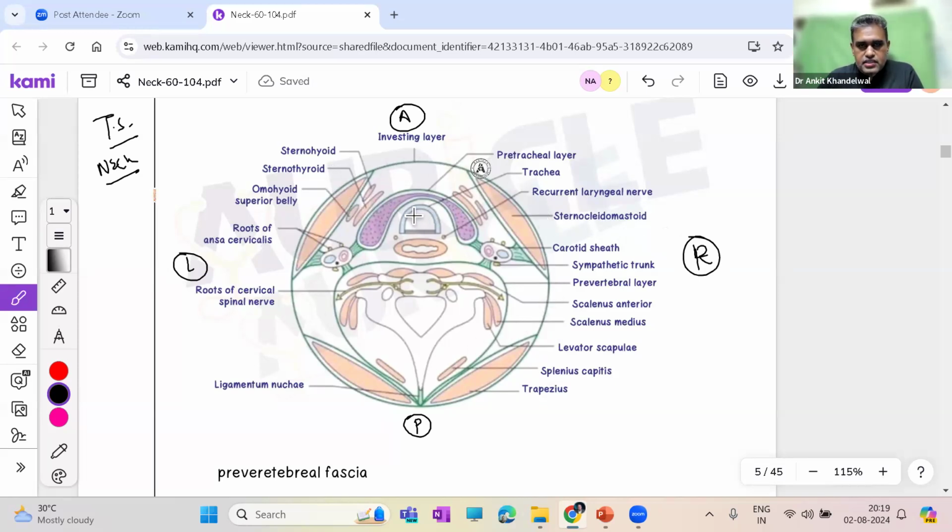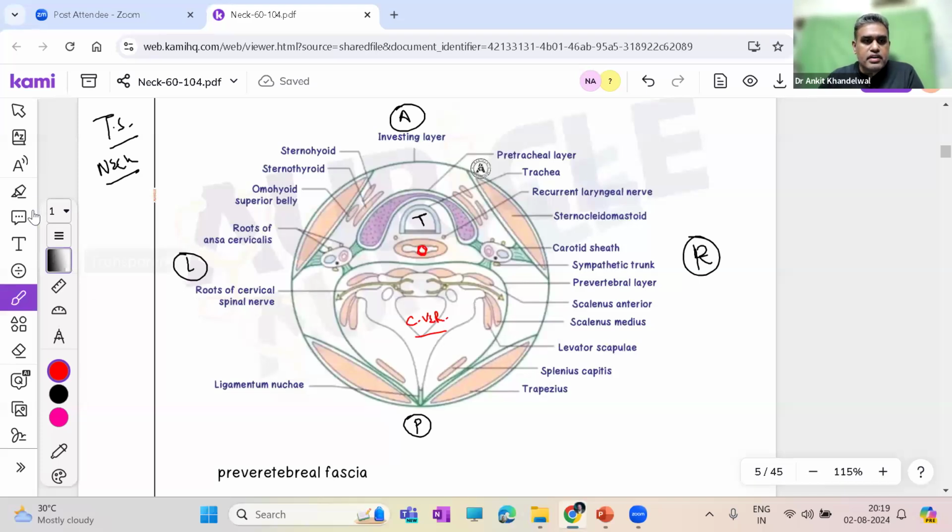What is this over here? This is the trachea. With the red color, behind the trachea, I'm writing O for the esophagus. Okay. Behind this, what is this? This is the cervical vertebrae. C.V. are the cervical vertebrae. So we have the trachea, the esophagus, and the cervical vertebrae.